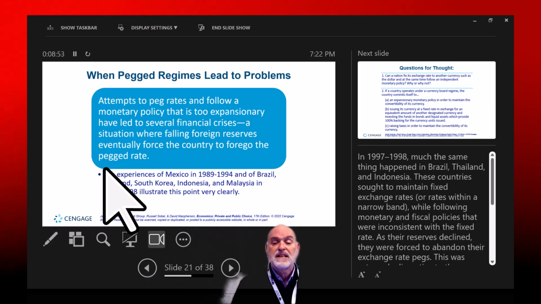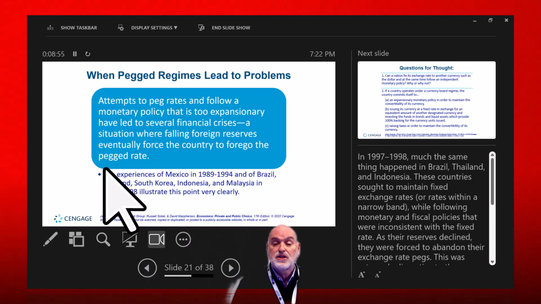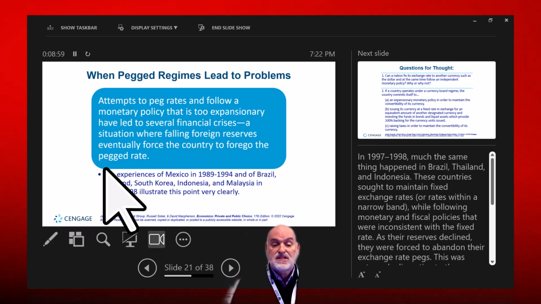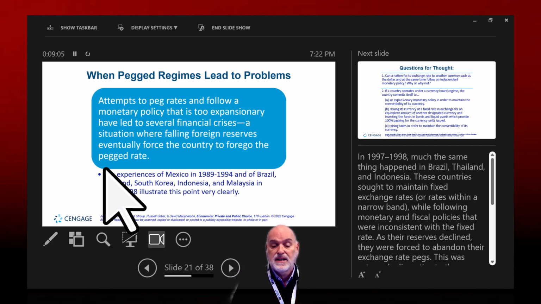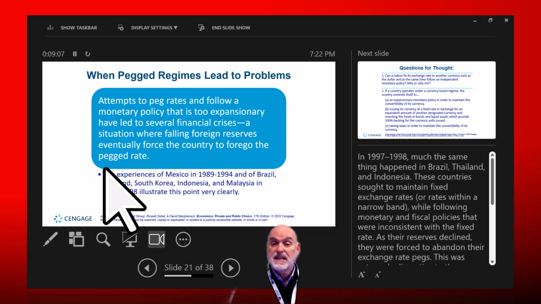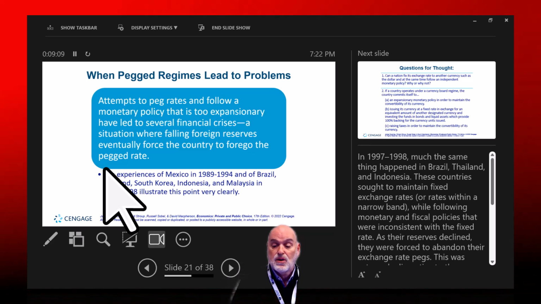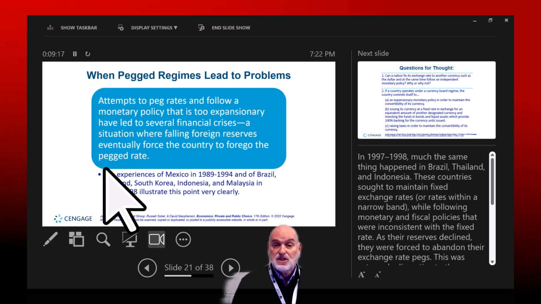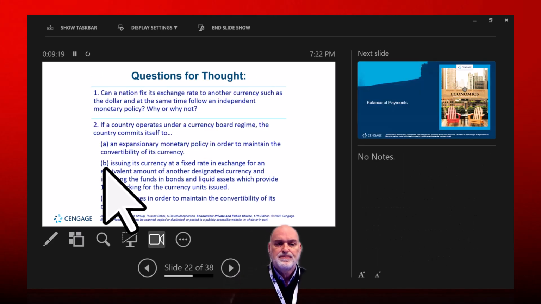Attempts to peg rates and follow a monetary policy that is too expansionary have led to several financial crises, a situation where falling foreign reserves eventually forced the country to forego the pegged rate. The experiences of Mexico in 1989 to 1994 and of Brazil, Thailand, South Korea, Indonesia, and Malaysia in 1997 to 1998 illustrate this point very clearly.